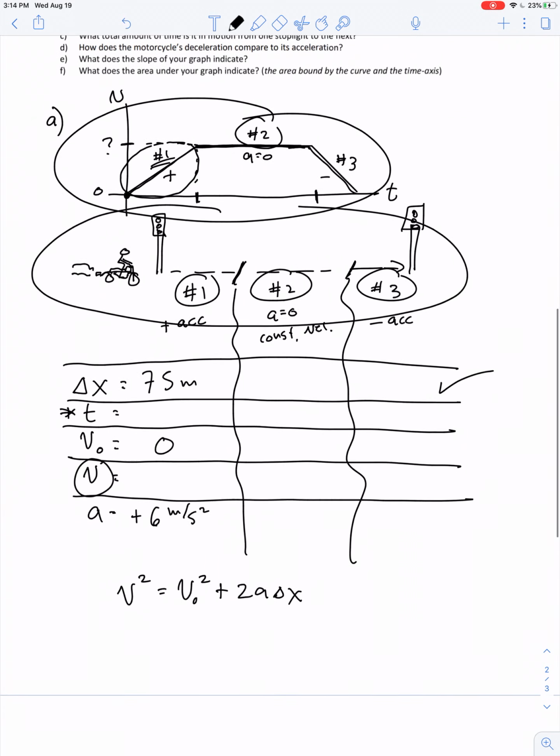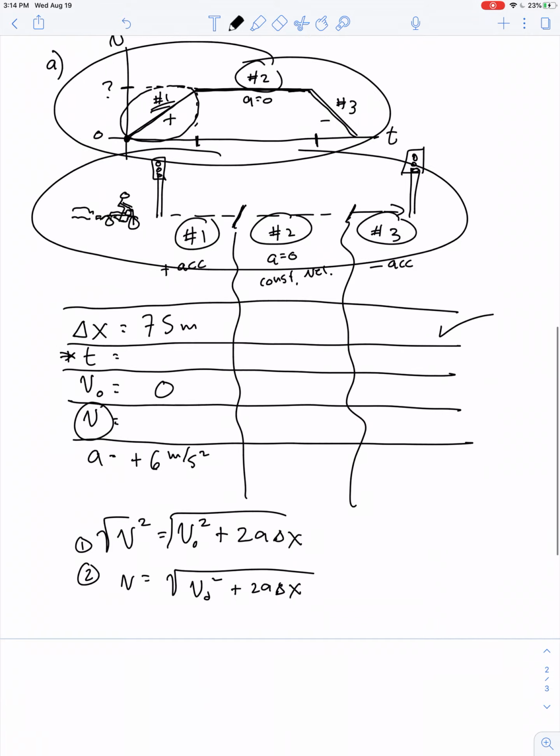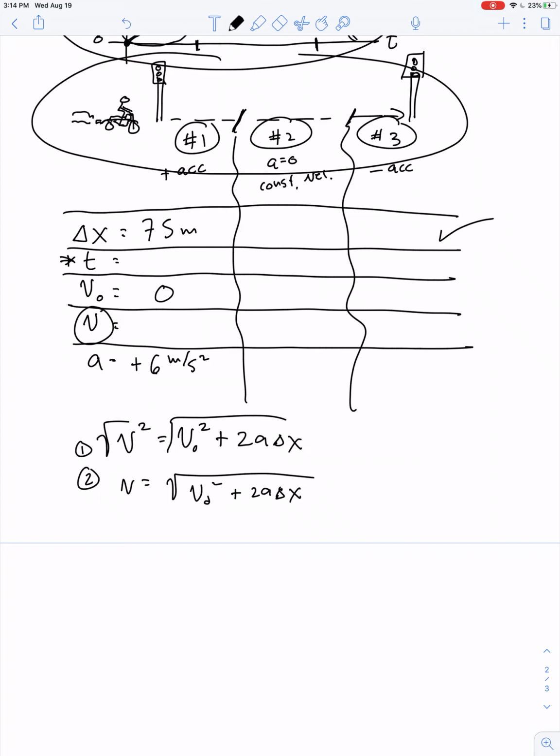Now, at this point, it's very easy algebra to isolate v. We just need to take the square root of both sides of the equation. So v equals the square root of v naught squared plus 2a delta x. And now we can plug in the numbers and the units. So v is equal to the square root of, this is easy, 0 squared plus 2 times 6 meters per second squared times 75 meters.